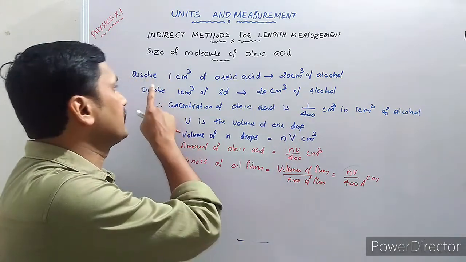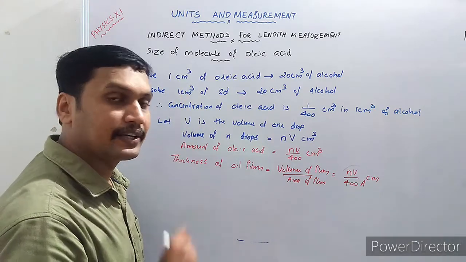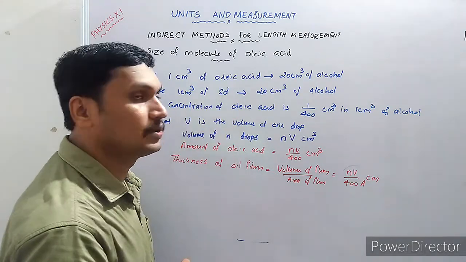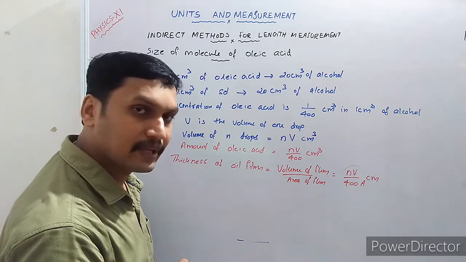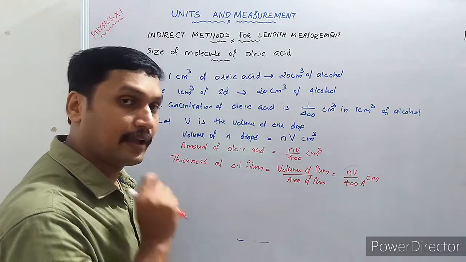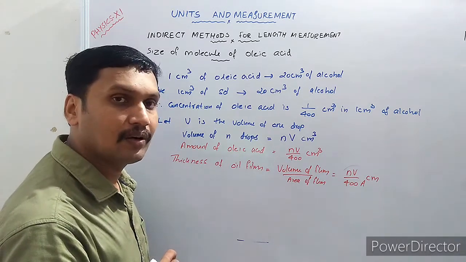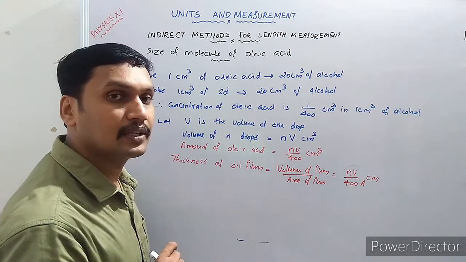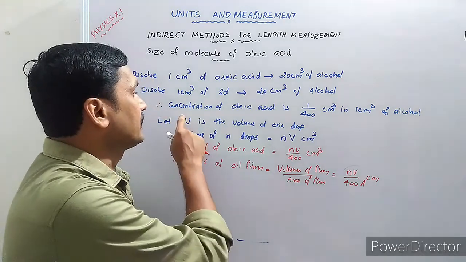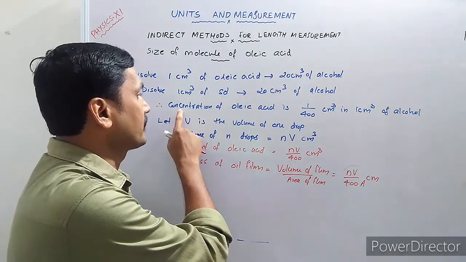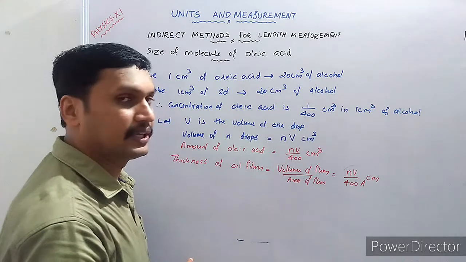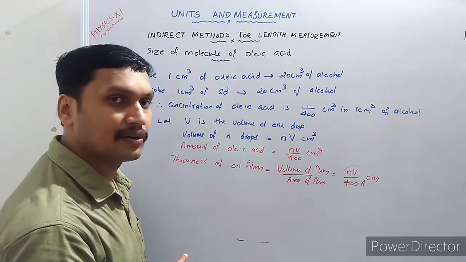From that solution, again we are taking 1 centimeter cube and dissolving it into alcohol to form 20 centimeter cube of solution. Now we get a solution having a concentration of oleic acid as 1 by 400 centimeter cube in 1 centimeter cube of alcohol.